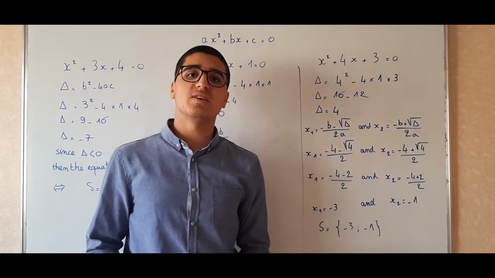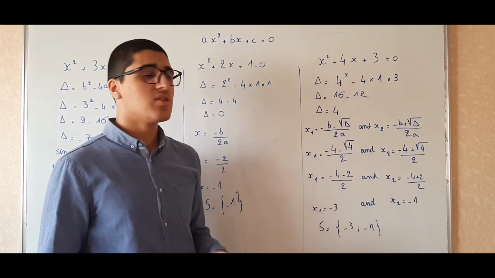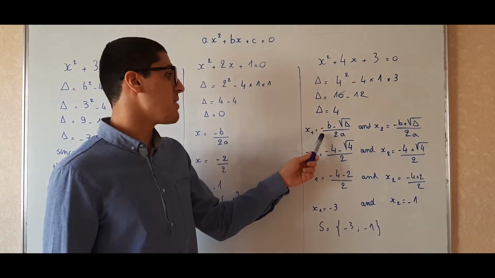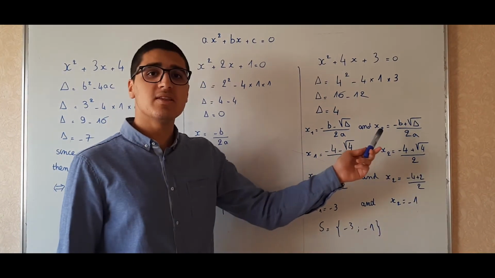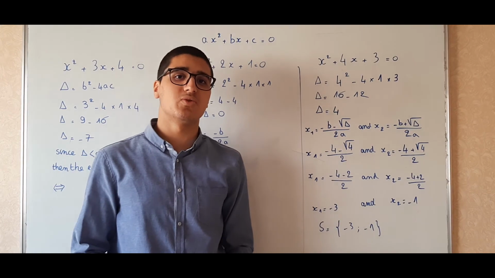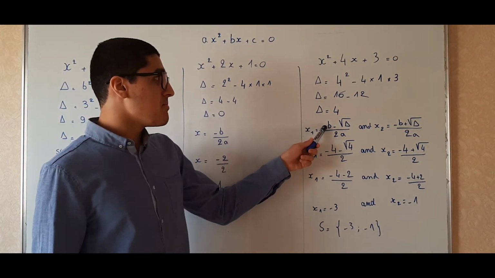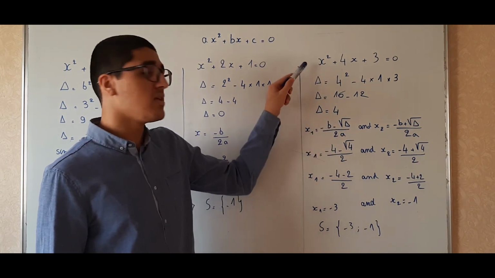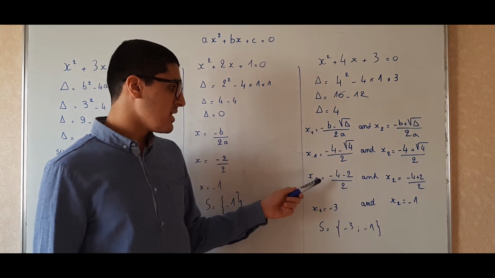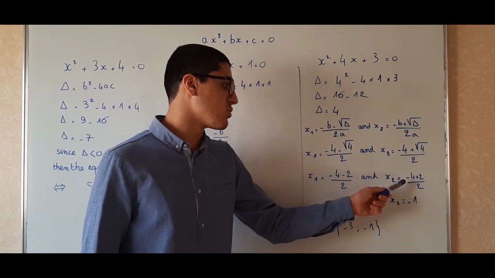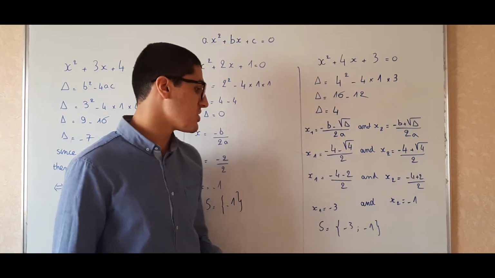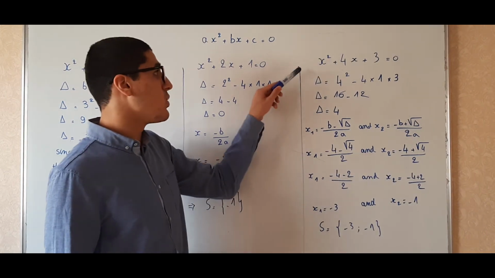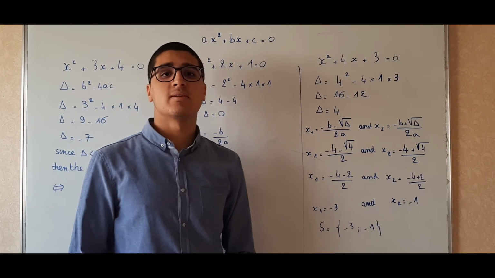And since the determinant is strictly greater than 0, the equation has two solutions. They are given by the formulas minus b minus the square root of the determinant over 2a, and minus b plus the square root of the determinant over 2a. We plug in b with its value, which is 4, the determinant with 4, and a with its value 1. That is, x1 equals minus 4 minus 2 over 2, and x2 equals minus 4 plus 2 over 2. Some simple calculation gives you minus 3 and minus 1. So the solutions to our given equation are minus 3 and minus 1.